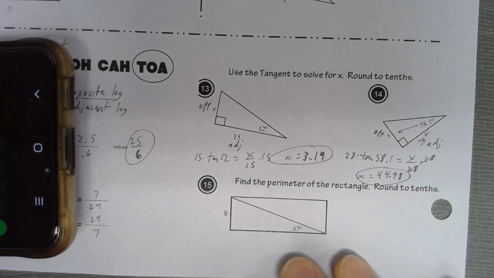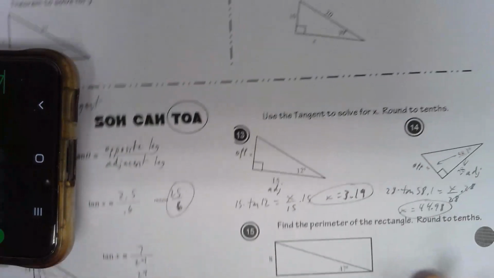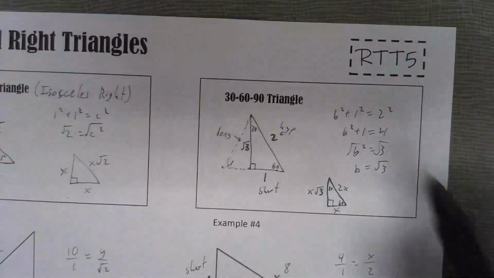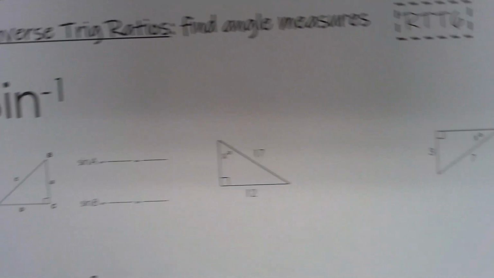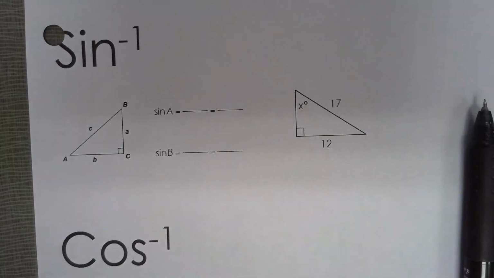Okay, we'll stop there. We'll look through those last couple of ones in class together, and we will spend several days on this. I know this isn't the end of RTT6. This is just part 1. We'll look at part 2, looking at the inverse of trig functions, actually finding out what that angle is. We'll look at that in the next one.